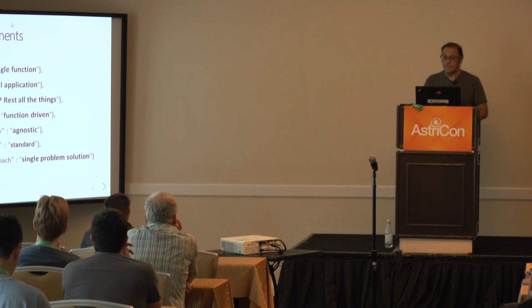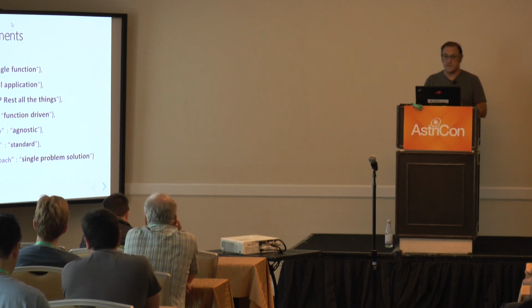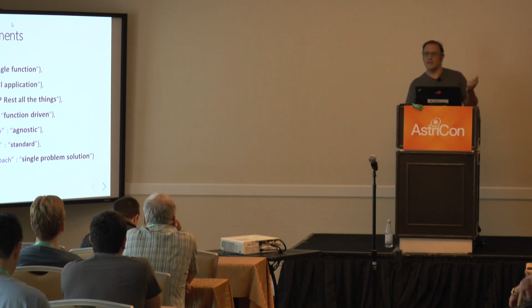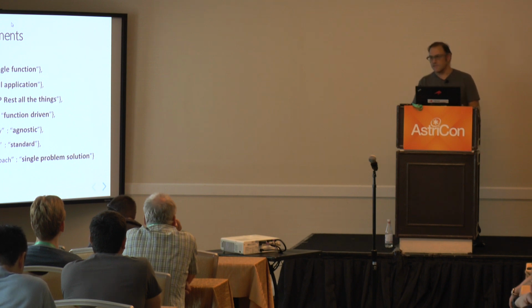So our requirements were very specific. It needed to be a single function, right? We did not need everything under the sun. It needed to be a small application, if possible. It needed to obviously be HTTP REST all the things, meaning it wasn't going to be just this API gateway that then you had to work on the side. No, we want our REST API gateway to be also REST API fully. So we only speak one language, and that is an HTTP request.